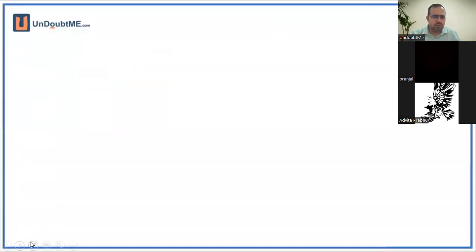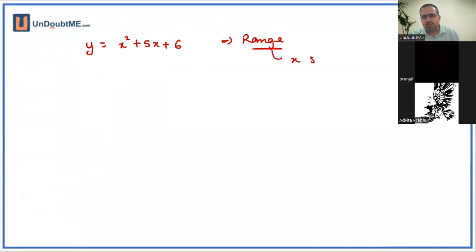So now in this question, we will be focusing on range. So y is equal to x square plus 5x plus 6. We need to find the range of this. Okay. Now range, in the previous lecture, we have learned that we have to make x the subject.